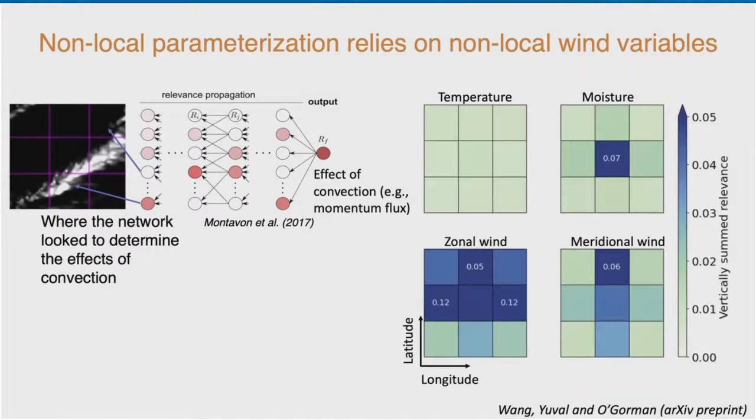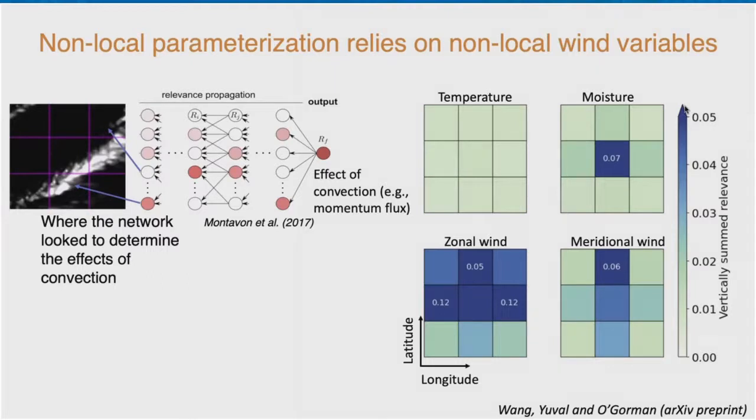So we have 4 input features for the parameterization. We have temperature, moisture, zonal wind, and meridional wind. Each feature is 3-dimensional. We have latitude and longitude, the 3 by 3 boxes where we give the information, and we have the vertical column, which I collapsed here. I don't show it. And let's look at what we see.